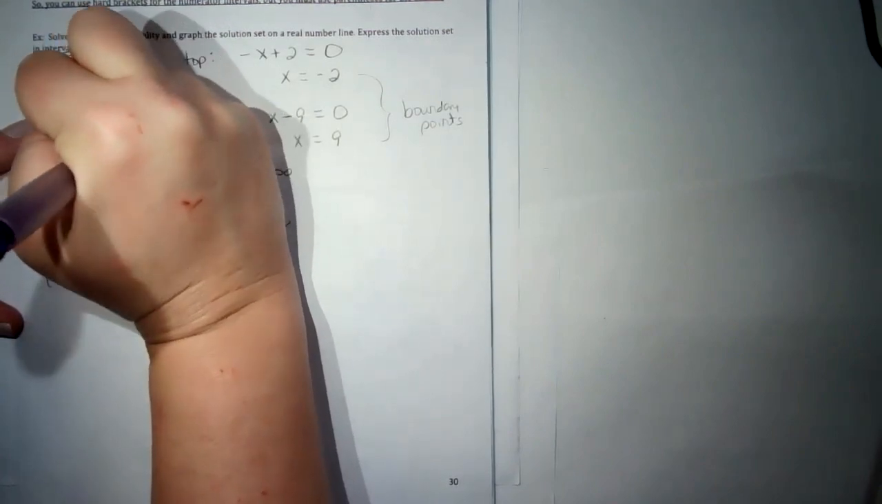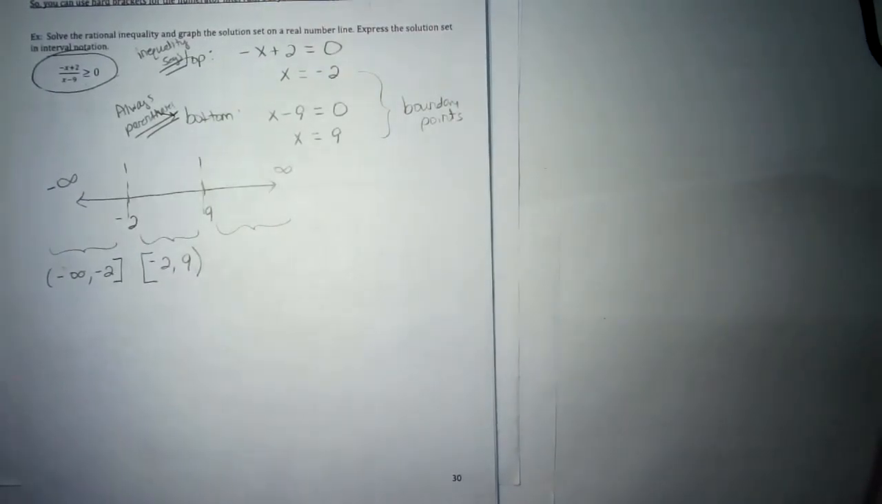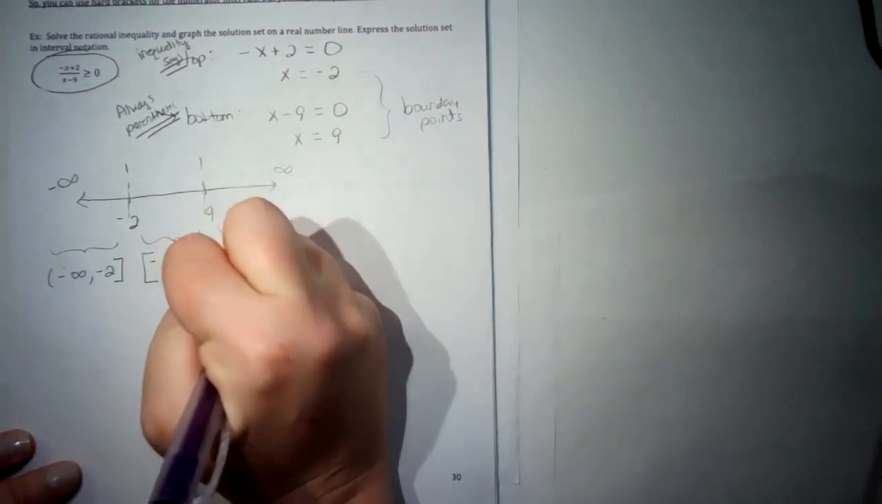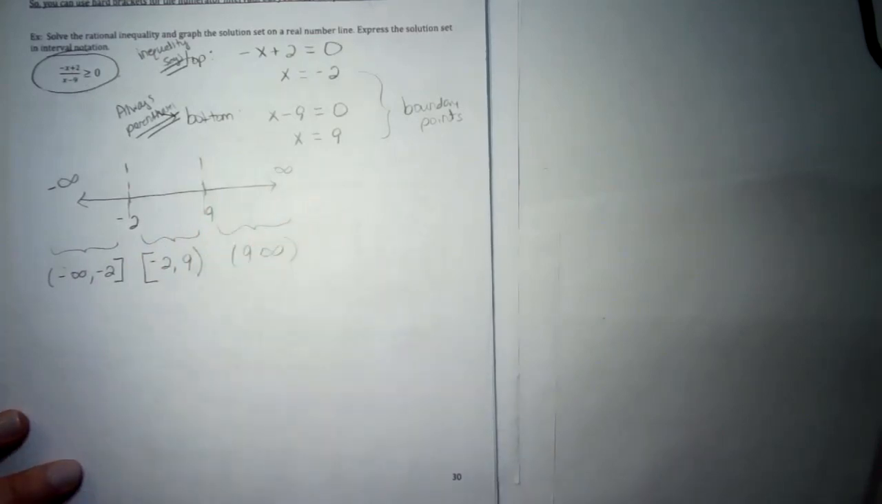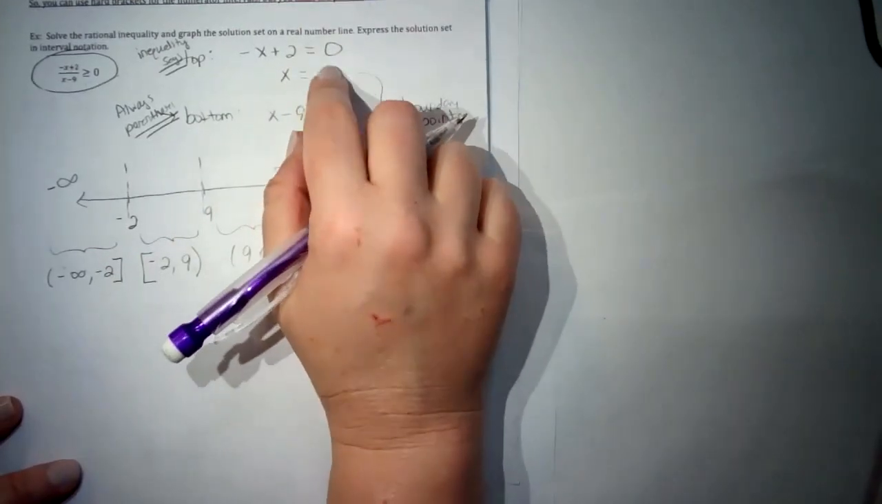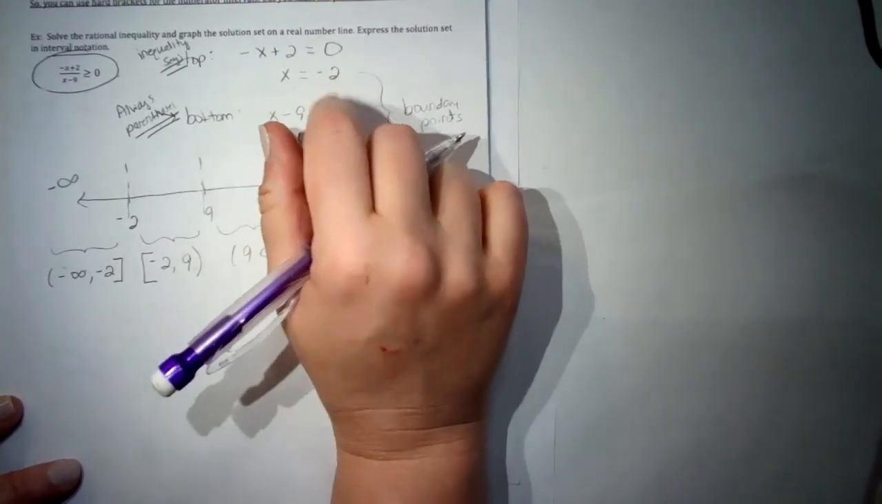So a bottom is always a parenthesis. Write that down because you'll forget it. Bottom's always a parenthesis. Top is whatever the inequality says. Parentheses are always in the bottom. I don't care what the inequality tells you because otherwise it would be undefined. So our next interval is going to be parenthesis 9 to infinity because again, 9 came from the bottom. So you have to be very careful about who comes from the top, who comes from the bottom.